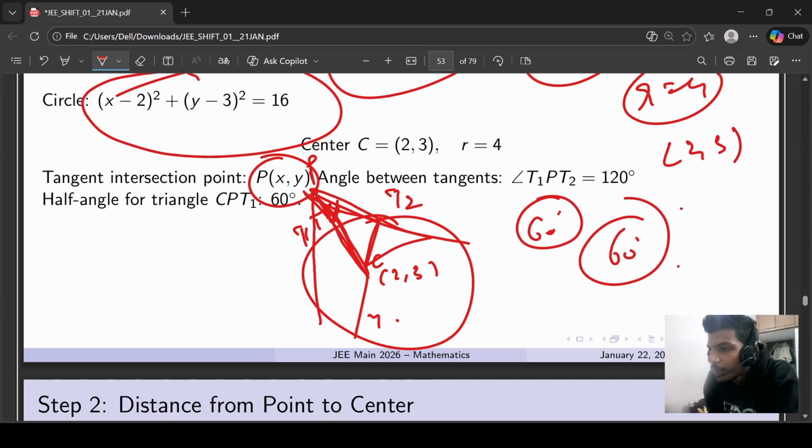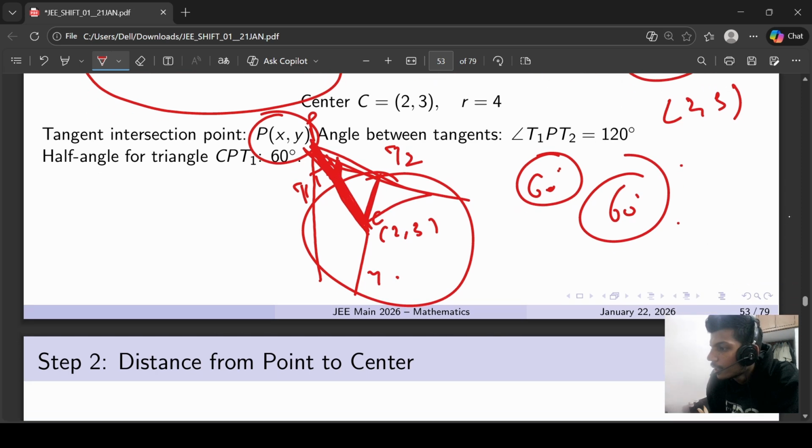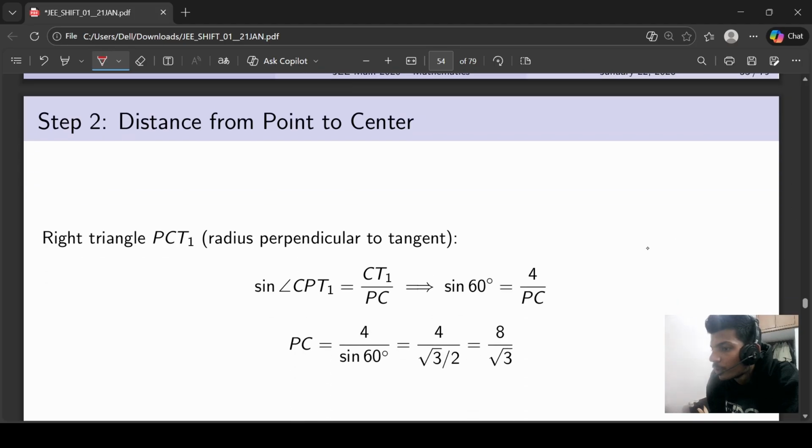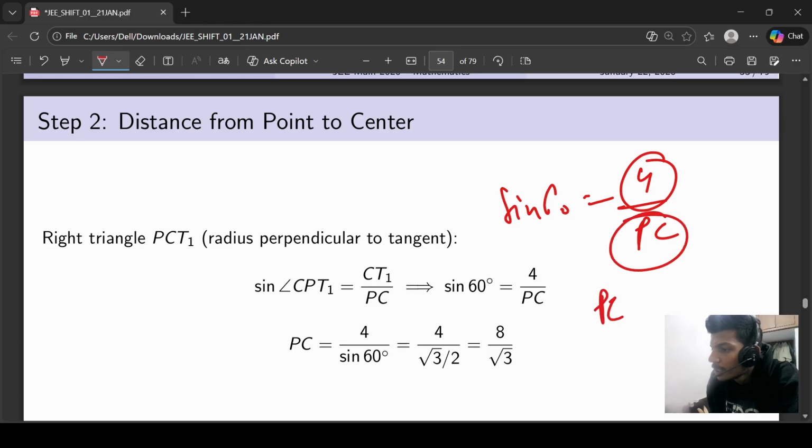Okay, we have to simply find out the value of PC. We know the radius, and we have to find this, so we can simply use this angle, right? Let's use sine of 60. We get that sine of 60 is equal to 4 by PC. 4 is the radius. You have to simply find out the value of PC. So PC is coming out to be 8 by root 3.